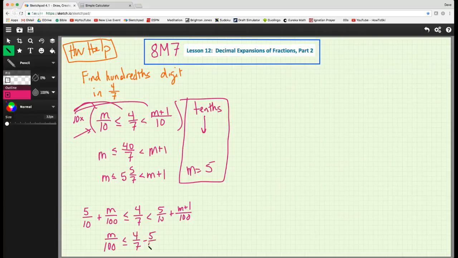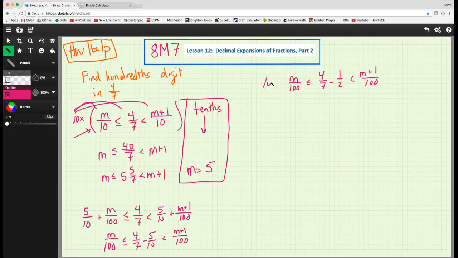minus 5/10 is less than m plus 1 over 100. Let's write that again over here. m over 100 is less than or equal to 4/7, and I'm going to change this into a half because I can. 5/10 is the same thing as a half, is less than m plus 1 over 100.